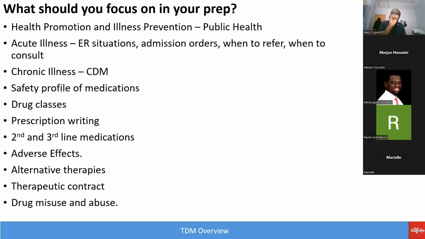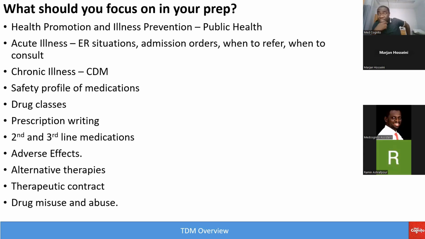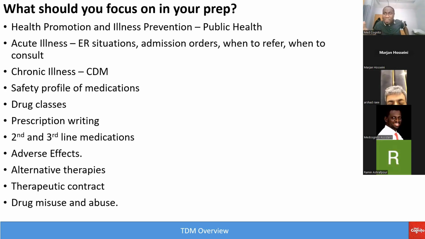Aside from that, you also have to learn the 2nd and the 3rd line medications. All the time, you must know the 1st line medication. If I ask you, what's the 1st line medication for migraine? You must know. What's the 1st line medication for otitis media? You must know. What's the 1st line medication for seizure? You must know. However, you may be told that the patient has allergies to this particular medication, so that means you are going for the 2nd line and the 3rd line medications. You must also know adverse effects of the medications, and alternative therapies that people tend to use in Canada, like ginkgo biloba, saw palmetto, ginseng.